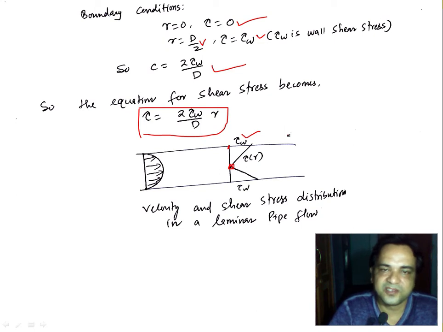So shear stress is 0 at the center line and maximum at the wall, but the velocity profile is the opposite: velocity is 0 at the wall due to the no-slip boundary condition and maximum at the center line. We will find out how the velocity varies in the radial direction for laminar as well as for turbulent flow. So the velocity profile is very important. If you know the velocity profile, you can find out the other parameters. So that we will see.